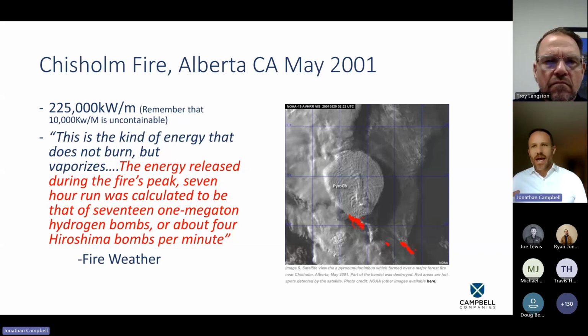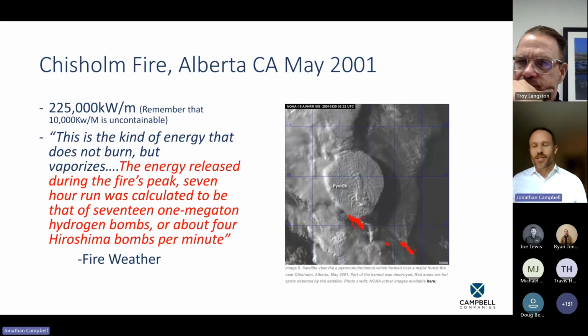The energy released at the peak of the fire, the peak 7 hours of a fire that burned for about a month, was calculated to be that of 17 1-megaton hydrogen bombs, which is the equivalent of 4 Hiroshima bombs per minute. That is the equivalent of 1,680 Hiroshima bombs in a 7-hour period. That just tells you how powerful these are. That's a satellite view of it, because it is so big and so powerful. And that started from a spark from a railroad train. It's amazing what one little spark can do.